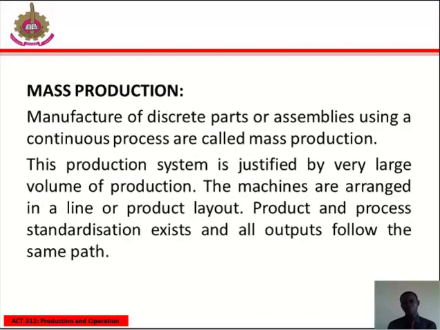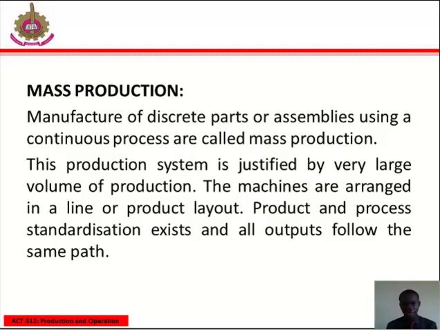Let us move on to mass production, which is the third one. Under mass production, the manufacture of discrete parts or assemblies using a continuous process is called mass production. This production system is justified by a very large volume of production. The machines are arranged in a line or product layout. Product and process standardization exist, and all output follows the same path.